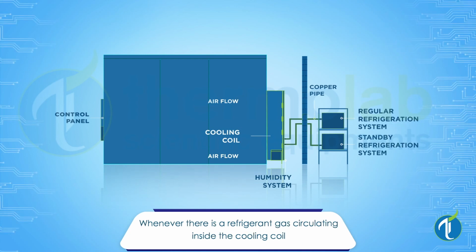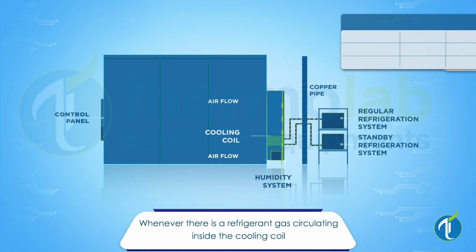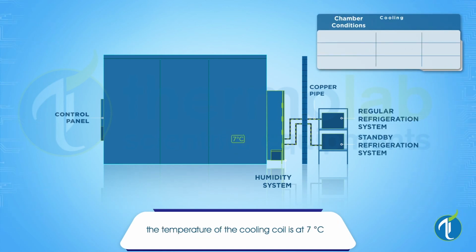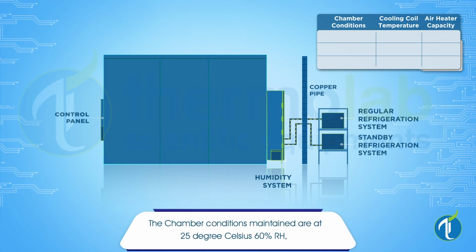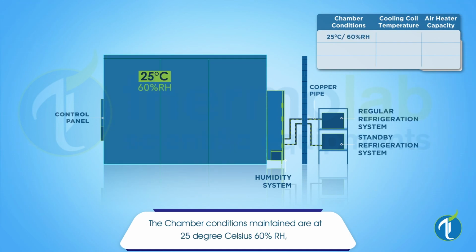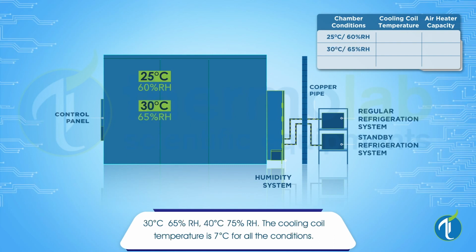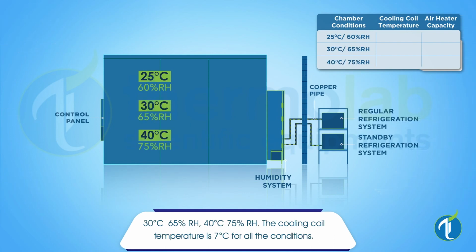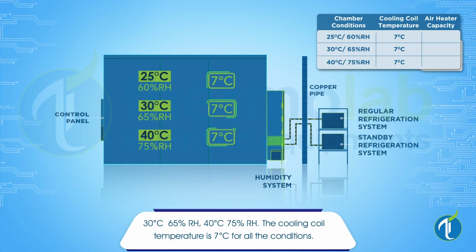Whenever there is a refrigerant gas circulating inside the cooling coil, the temperature of the cooling coil is at 7 degrees Celsius. The chamber conditions maintained are at 25 degrees Celsius 60% RH, 30 degrees Celsius 65% RH and 40 degrees Celsius 75% RH. The cooling coil temperature is 7 degrees Celsius for all the conditions.